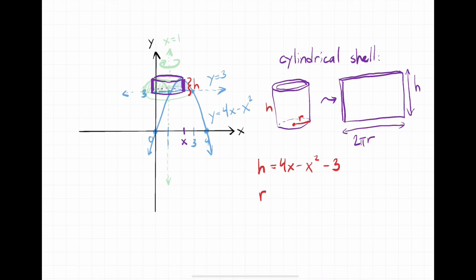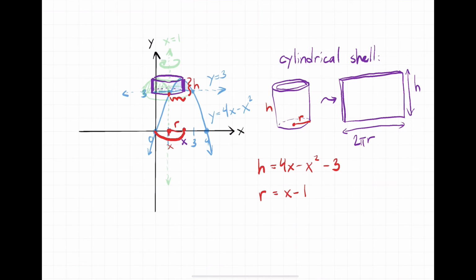The radius is now going to be smaller than it was. It's only the distance from the axis of rotation to the position of the rectangle. X on this x-axis represents the distance from the origin to the rectangle. That's x. The radius is only the distance from 1 to x. So it's going to be x minus 1. Our radius in the previous example was x. Now the radius is x minus 1.